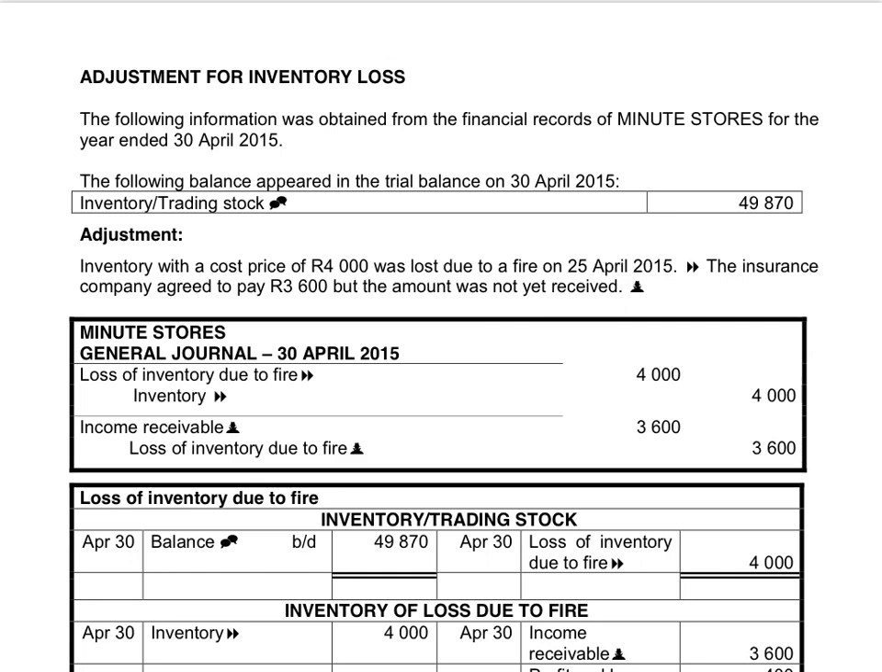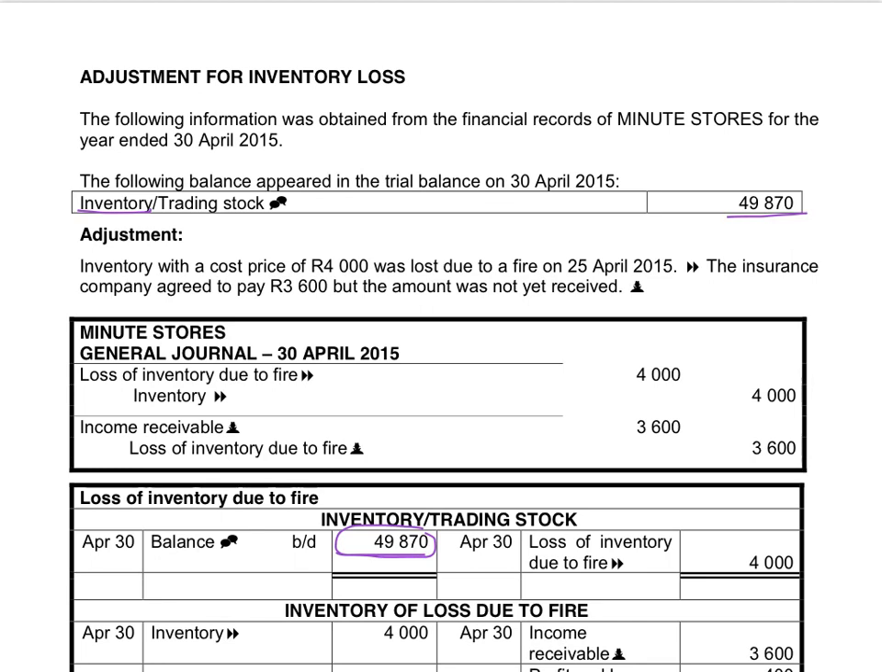Good morning. We will pay attention to the adjustment for inventory loss at the end of the financial year. The information that's provided at the end of the year is a balance for the inventory of 49,870. Because they use the perpetual inventory system, it means that this is the balance that was calculated after all purchases and sales transactions were completed during the year, and this is the amount that the inventory should be worth at the end of the year.